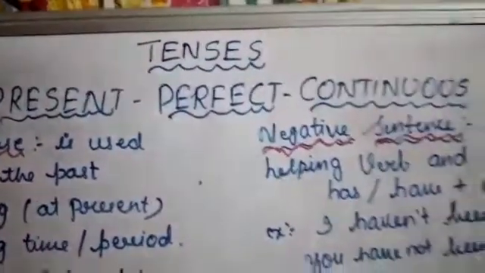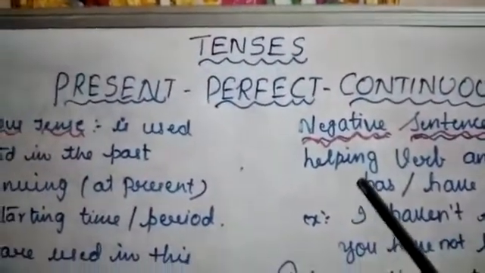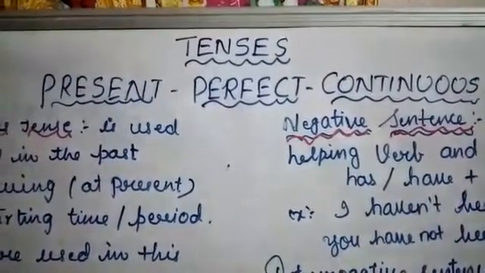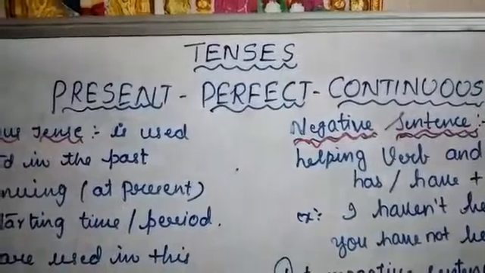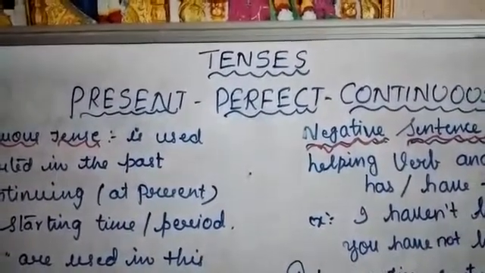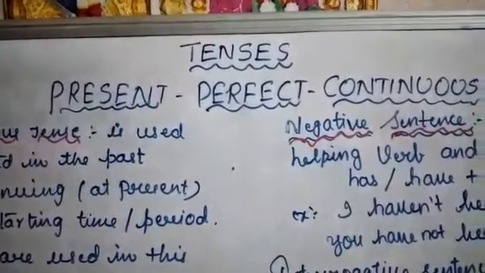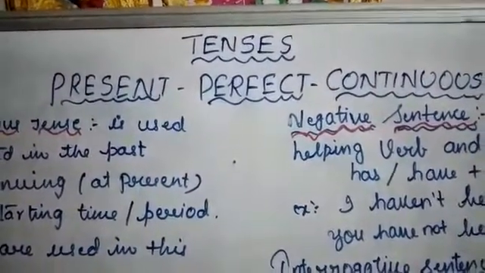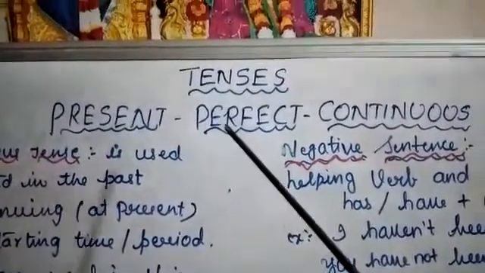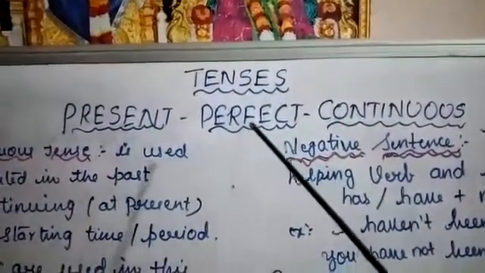Today I will explain present perfect continuous tense. There are three main types of tenses: present tense, past tense and future tense. Each tense is further divided into four kinds. In present tense, those four kinds are simple present, present continuous, present perfect and present perfect continuous tense. Already I have explained simple present, present continuous and present perfect tense. Today I will explain present perfect continuous tense, its structure and usage.